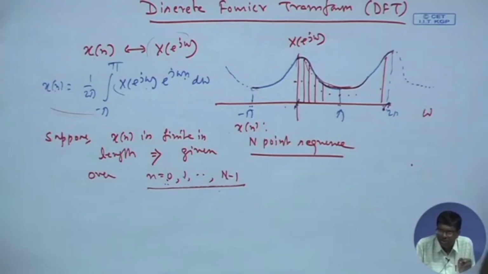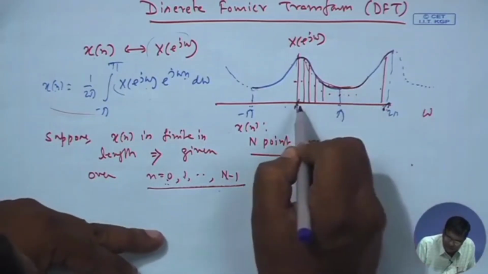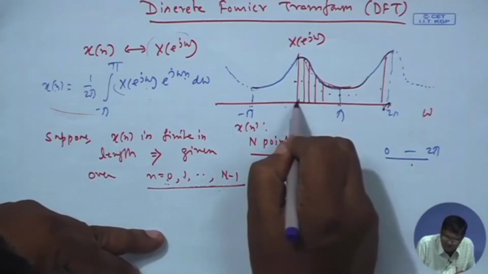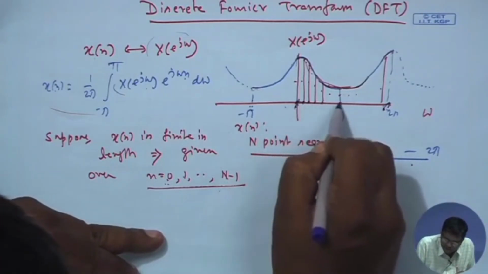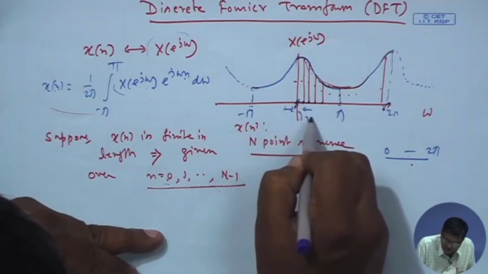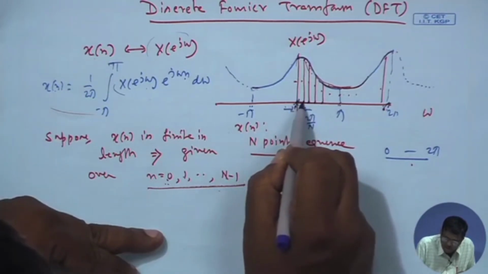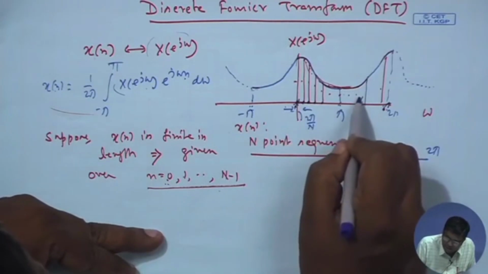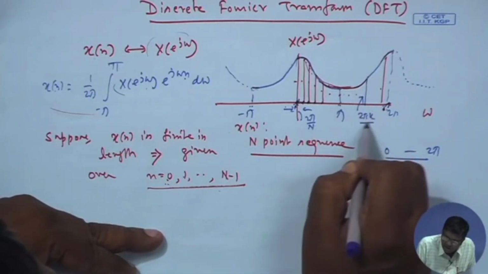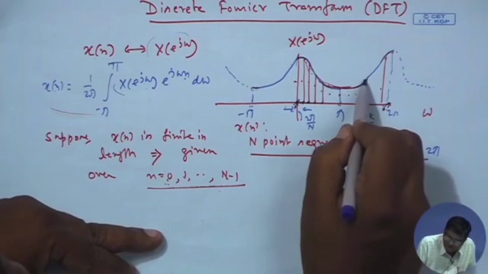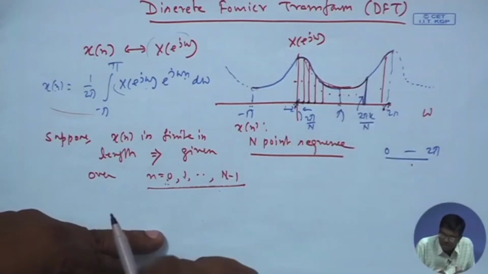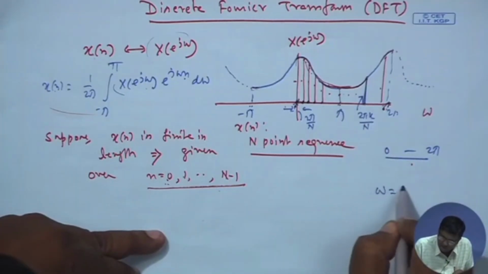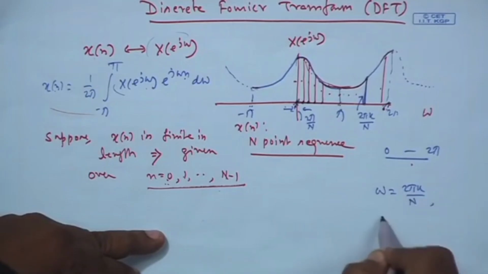I will have to justify the claim, but the claim I am making is this total zone 0 to 2 pi, this I will divide into some sampling points. The sampling period will be 2 pi by N. So, 0, 2 pi by N, 4 pi by N, 6 pi by N, dot dot dot, the kth sample will be at 2 pi k by N. Okay, this is the kth sample. This will be omega equal to 2 pi k by N.